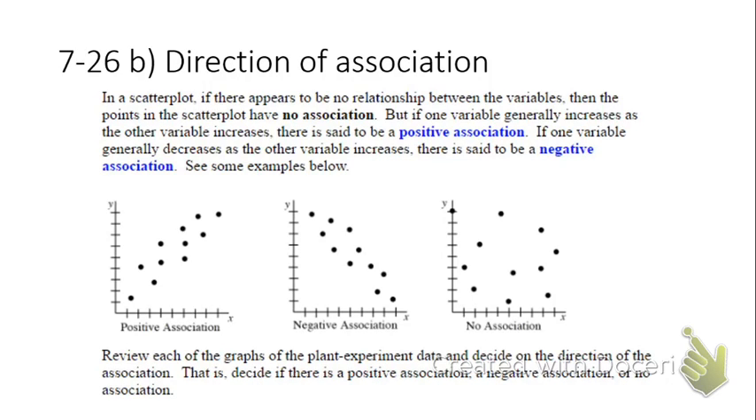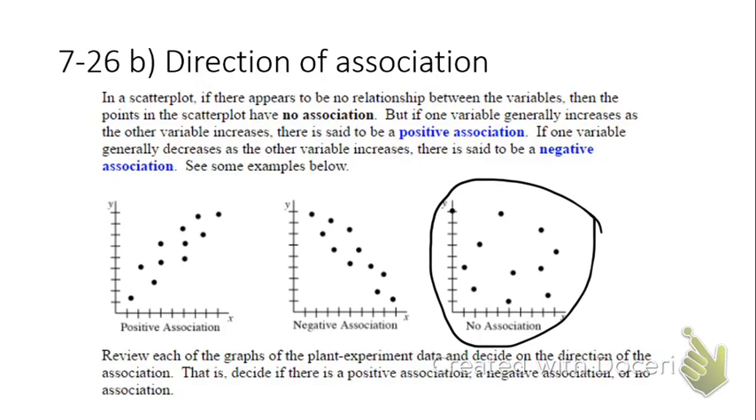All right, now 726b. So we're still in 726. We're going to talk about the direction of association. Now, in a scatter plot, if there appears to be no relationship between the variables, then the points on the scatter plot have no association. So you guys will notice in this graph right here, the dots are just kind of scattered. I don't see a clear pattern forming, so I'm saying there's no association.